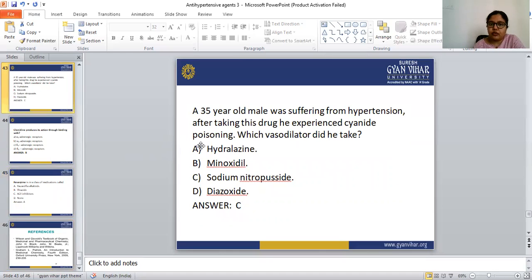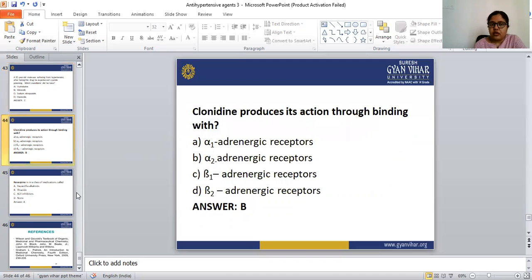A 35-year-old male was suffering from hypotension, and after taking this drug, he experienced cyanide poisoning. Which vasodilator did he take? The correct answer is sodium nitroprusside, because when the patient takes sodium nitroprusside, cyanide is formed in the body. Clonidine produces its action through binding with the alpha-2 adrenergic receptor, because it is an alpha-2 adrenergic agonist drug.